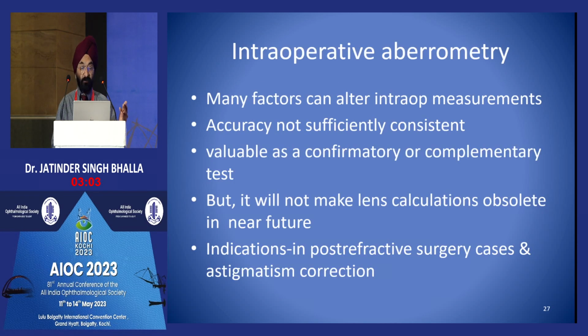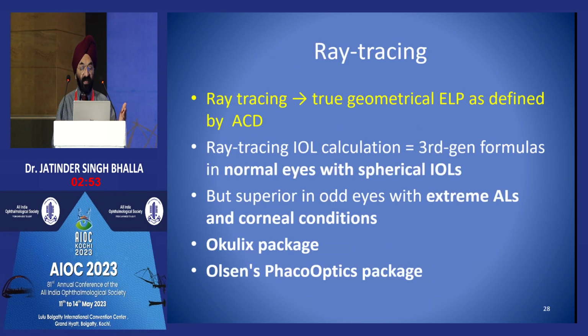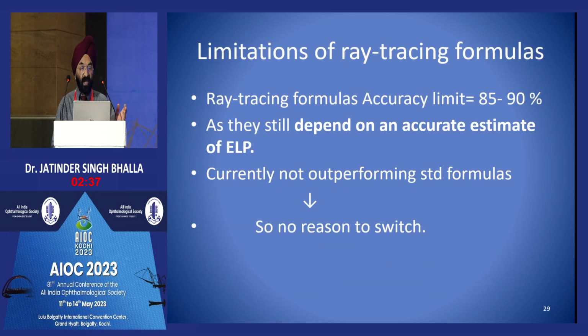Intraoperative aberrometry is best valuable as a confirmatory or complementary test. It is not going to make lens calculations obsolete in the near future, and the only indications are in post-refractive surgery cases and in astigmatism correction. Ray tracing IOL calculation is almost equivalent to third generation formulas in normal eyes, but it is superior in odd eyes with extreme axial length or with different corneal conditions like post-keratorefractive eyes. But there are limitations of ray tracing formulas, because it still depends on the accurate estimation of the effective lens position, so there is no reason to switch to ray tracing formulas.